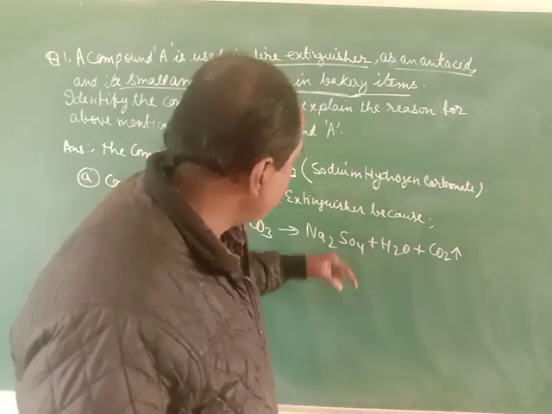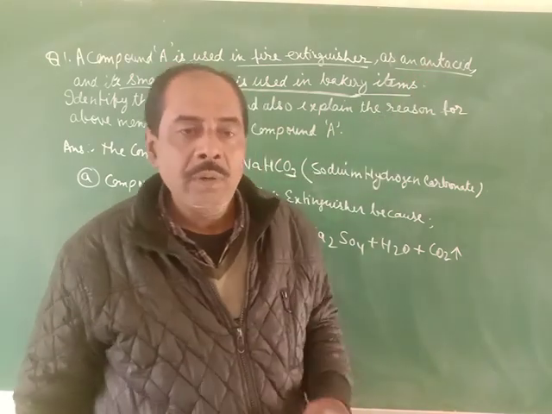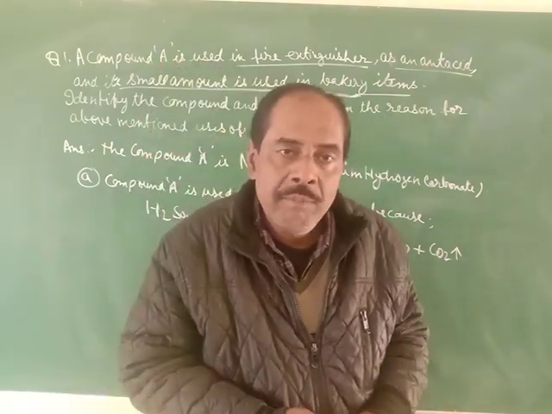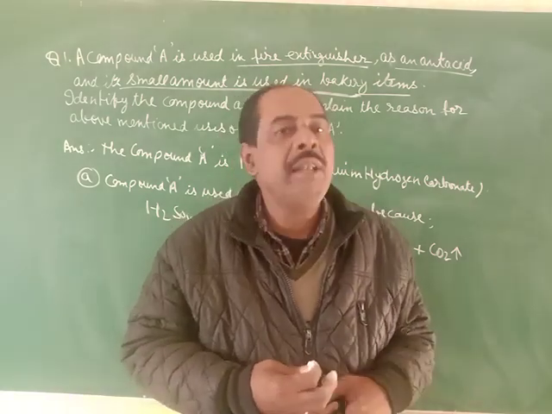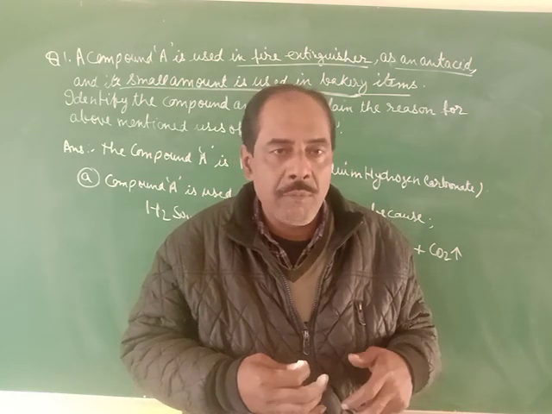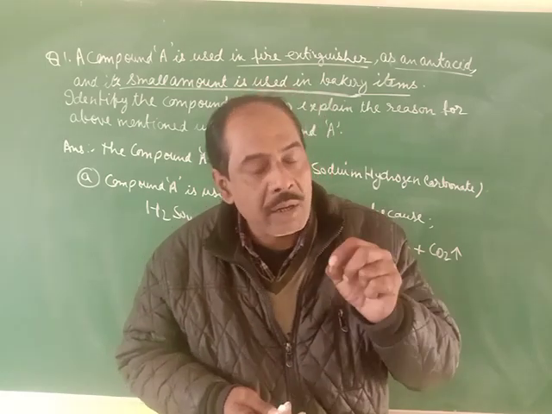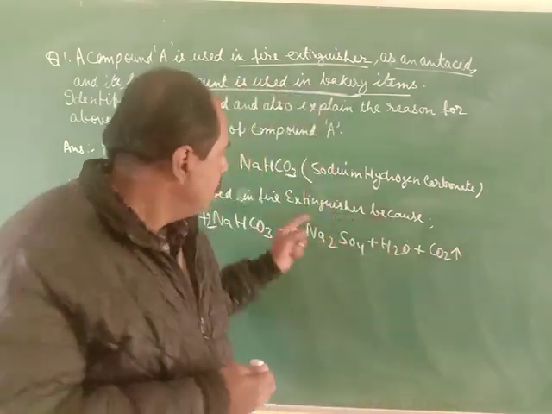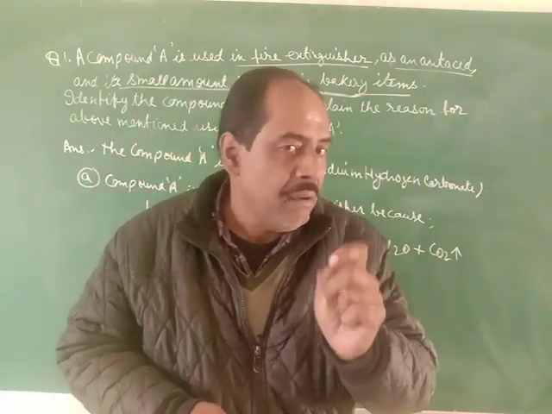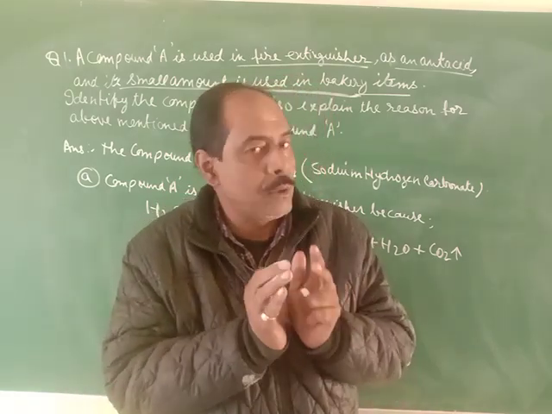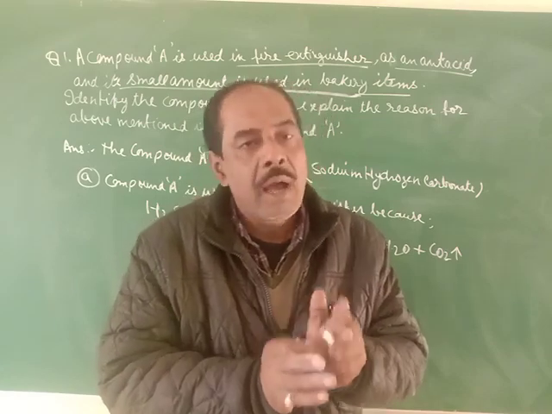Now students, we again have to give a reason for why it is used as an antacid. We know that in our stomach HCl is there. If the concentration of HCl in the stomach increases, it gives us pain. We feel very troubled. A burning sensation arises. Now what do we have to do? We take some antacid, and in the antacid, sodium hydrogen carbonate is one of the main ingredients. Why? Because sodium hydrogen carbonate reacts with the acid in the stomach to form salt, water and carbon dioxide gas.